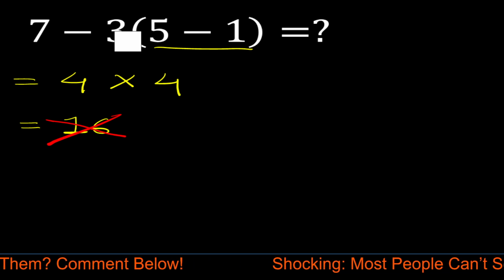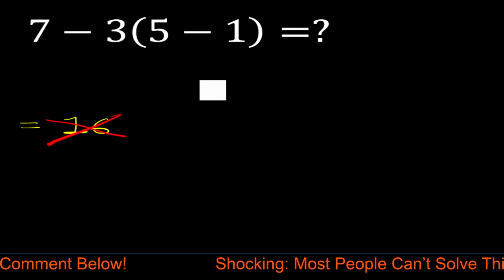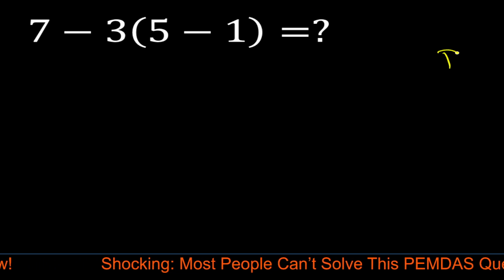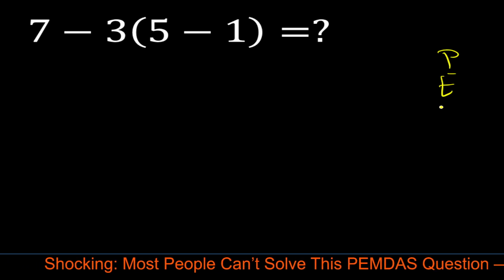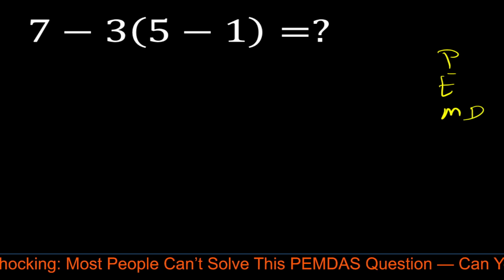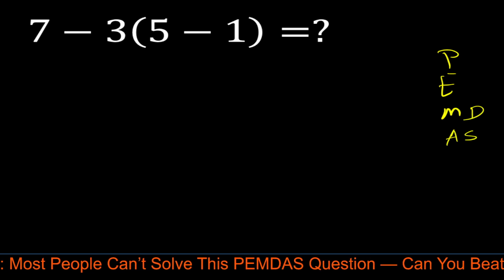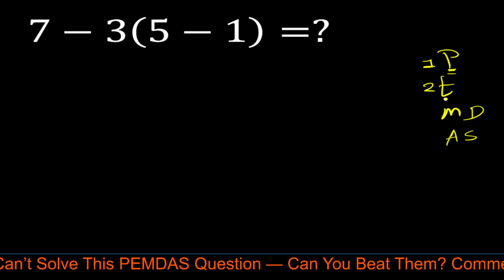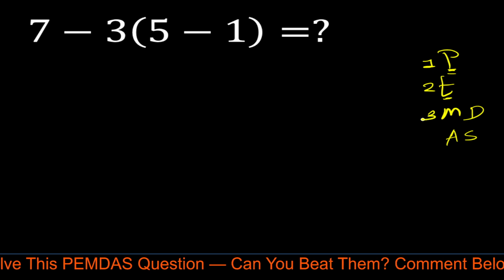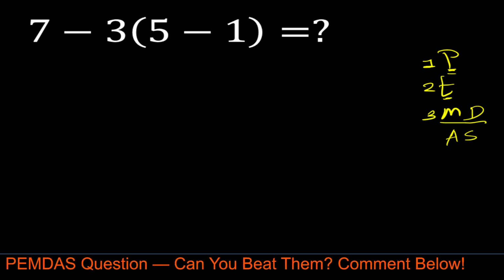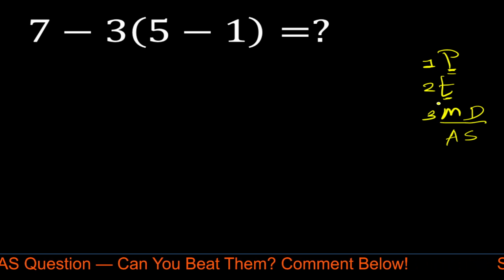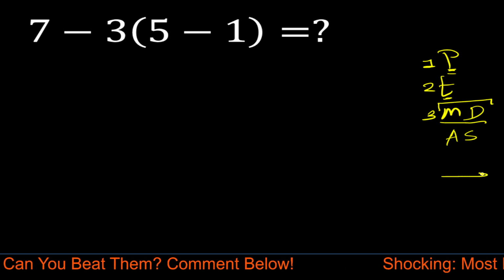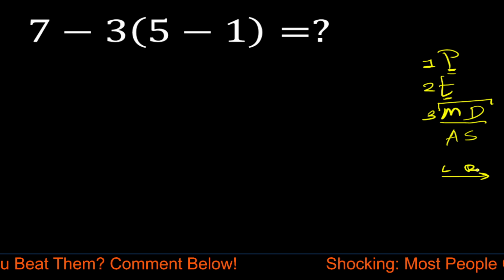So now let's solve this problem correctly by using the PEMDAS rule, right? So PEMDAS, P E M D A S. According to PEMDAS, first priority is parentheses, then second priority is exponents, then third priority is multiplication and division. So here multiplication and division both have equal priority, so we have to solve it from left to right.